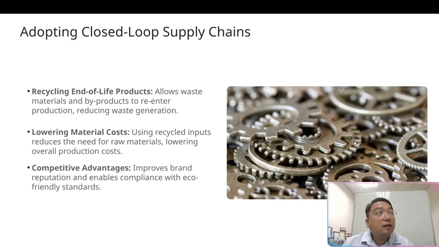Adopting closed loop supply chain. Recycling end-of-life products allows waste material and byproducts to re-enter production, reducing waste generation. Lowering material cost: recycled inputs reduce the need for raw material, lowering overall production cost and giving competitive advantages, improving brand reputation and enabling compliance with eco-friendly standards.